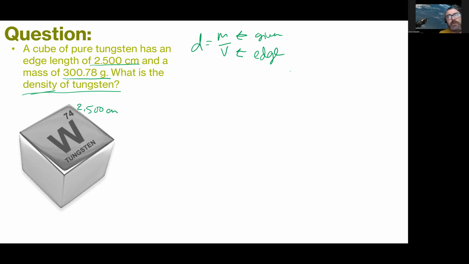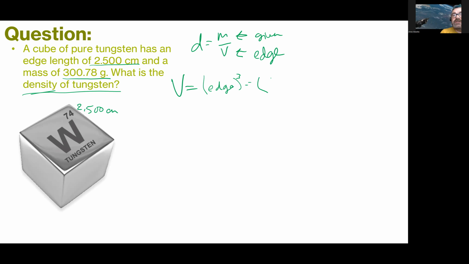Okay, that's not quite volume, but we can figure it out. So first part of this, let's figure out the volume. Volume equals length times width times height. Here we have a cube, so the length, width, and height are all the same. So we can just say the volume is equal to the edge cubed.